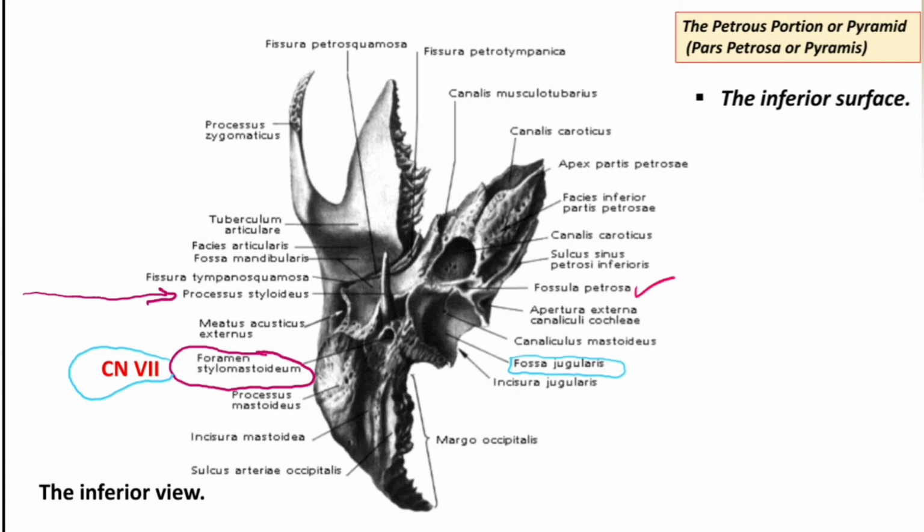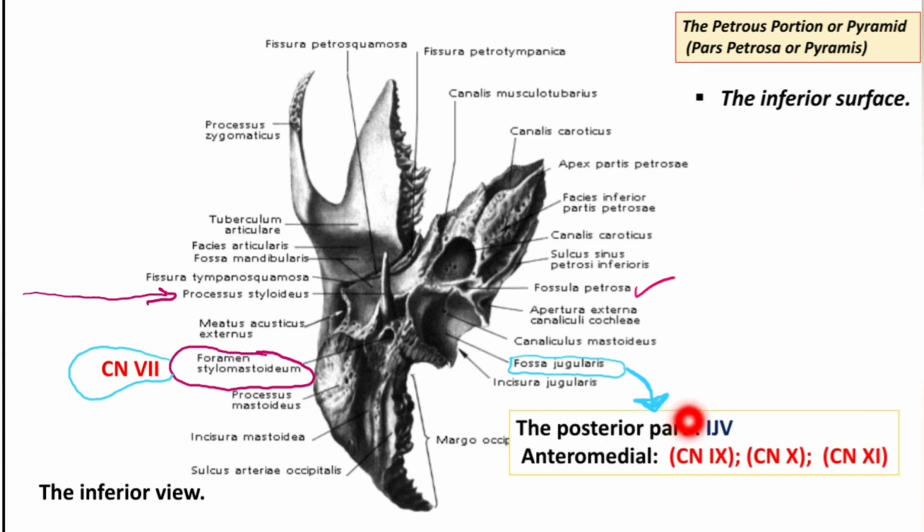You can also see here the jugular fossa, fossa jugularis, right? At this moment, it's more like a notch, but another notch is found in the occipital bone, so they form a foramen, right? So what goes through the jugular foramen? In the posterior part, you will see the internal jugular vein, and then anteromedially you will see the cranial nerves 9, that's the glossopharyngeal nerve, 10, that's the vagus nerve, and 11, that's the accessory nerve, right?